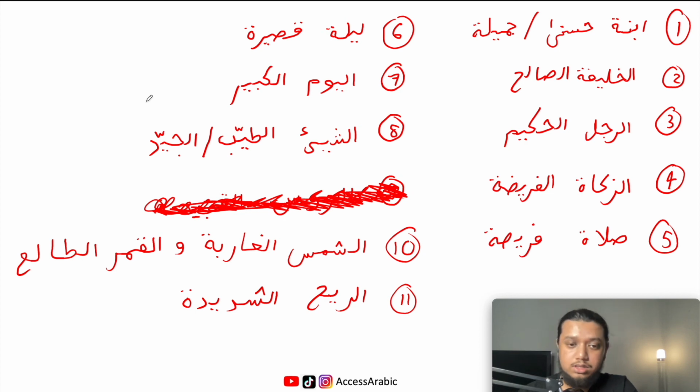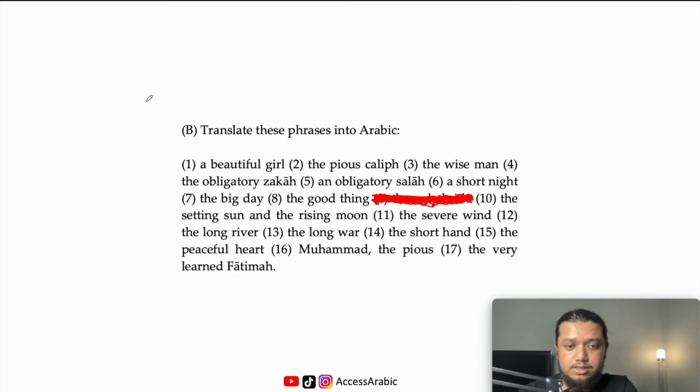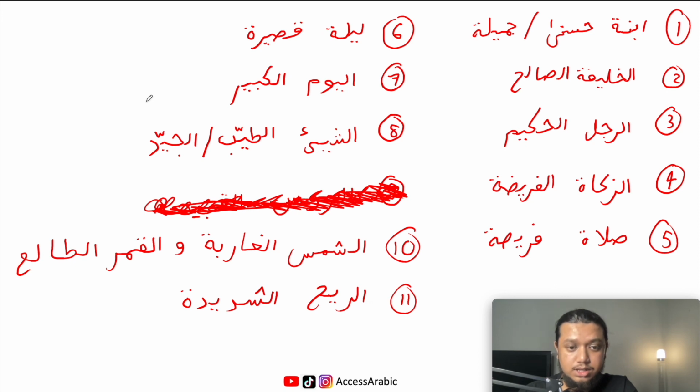Number 9, as I mentioned, I've skipped it because I don't think it was the best of examples to use. Number 10 is the setting sun and the rising moon, which is Al-Shams Al-Ghariba, that is the setting sun. Wal-Qamar Al-Tali'. Shams, the sun, is feminine, therefore Ghariba is feminine, and Qamar, the moon, is masculine, and therefore Al-Tali' is masculine.